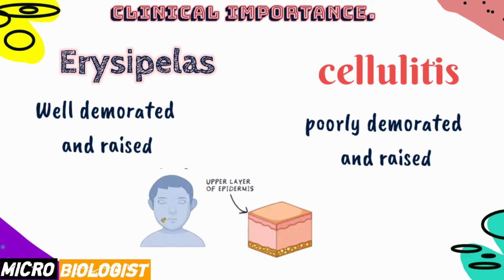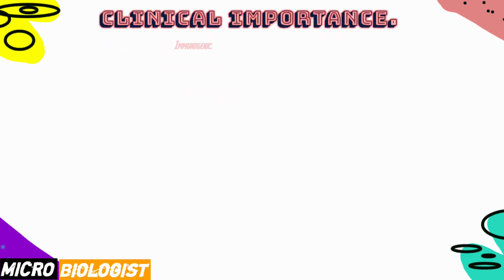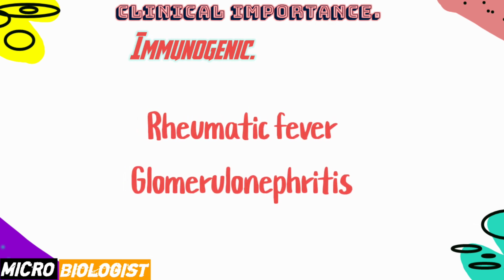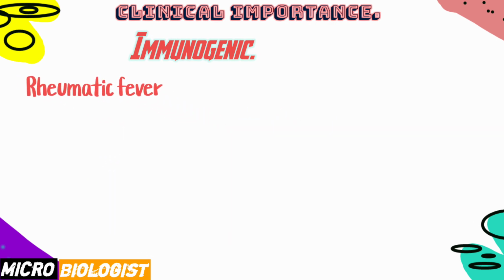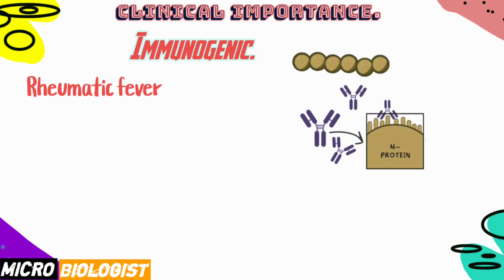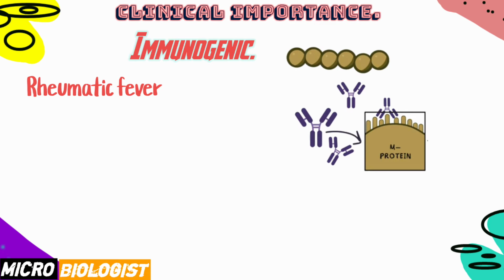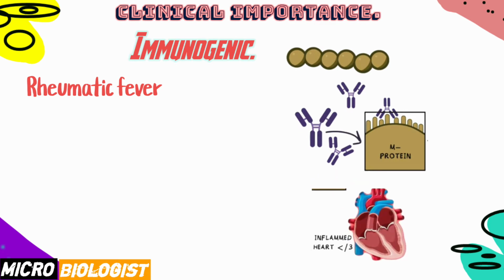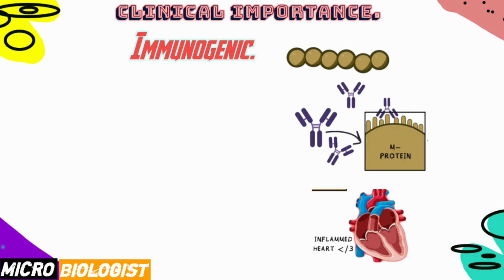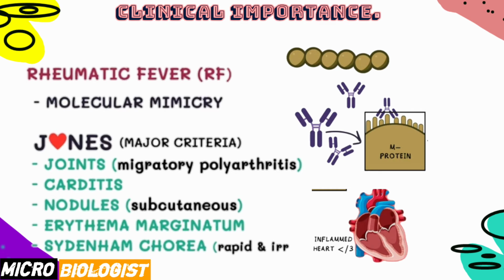Going back to the second category, immunogenic, which includes rheumatic fever and glomerulonephritis. Rheumatic fever is a big topic, but simply it happens because of molecular mimicry. Antibodies against M protein of Streptococcus pyogenes are produced, which can also attack cardiac proteins such as myosin, which leads to rheumatic fever. To diagnose it, we can use Jones criteria, which is J for joints, migratory polyarthritis, carditis, nodules, subcutaneous, erythema marginatum, Sydenham chorea, rapid and irregular involuntary movements of muscles.